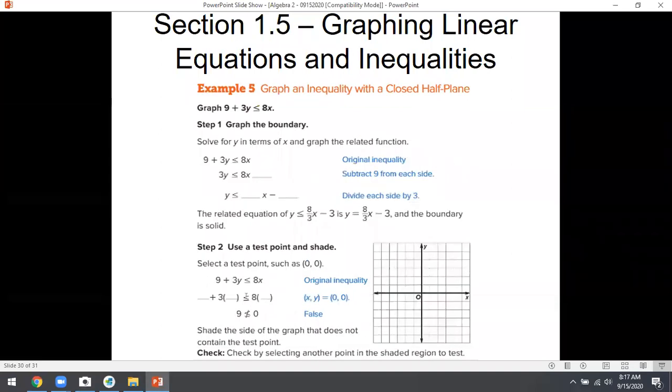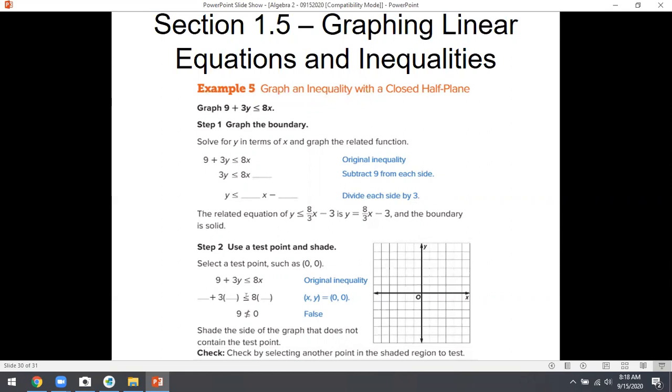Let's try this one. Example number 5. Graph this thing. Well, what would be the first step here to get y by itself? You'd subtract 9, right? We're going to get some ugly fractions out, so I might as well just do it. So you'd subtract 9 on this example. Now you'd have 3y is less than or equal to 8x minus 9. Without even going forward, are you going to eventually draw a dashed line or a solid line, guys? Solid line, very good.